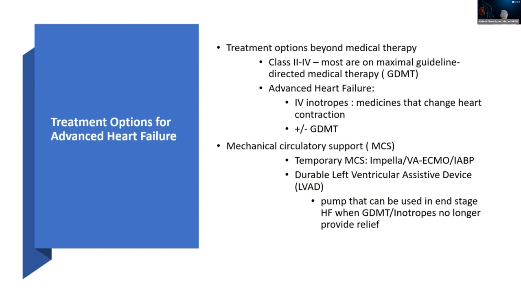So some treatment options for advanced heart failure. This goes beyond medical therapy. Typically Class 2 to 4, most of the patients, we like to think that they're on maximal guideline directed medical therapy. As the disease advances, they become advanced heart failure, they can be on IV inotropes, which are medicines that can change the heart contraction, plus or minus GDMT, depending on tolerance of the medications. There's the option of mechanical circulatory support that can be temporary, such as Impella, VA ECMO and intra-aortic balloon pump. And then the durable left ventricular assist device, LVAD, which is a pump that can be used for end stages of heart failure. And this is when GDMT or inotropes are no longer providing relief.